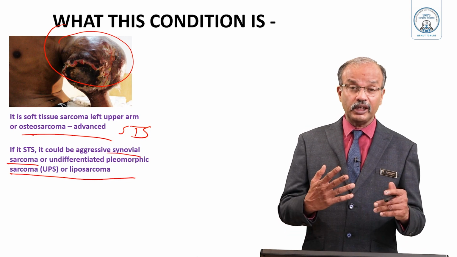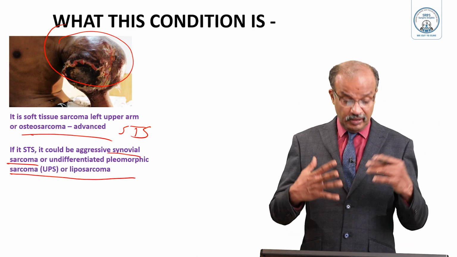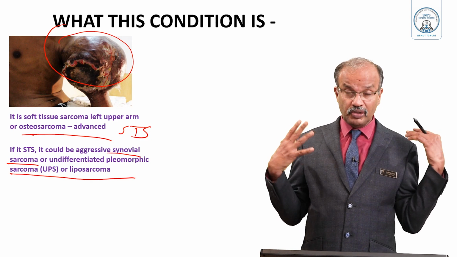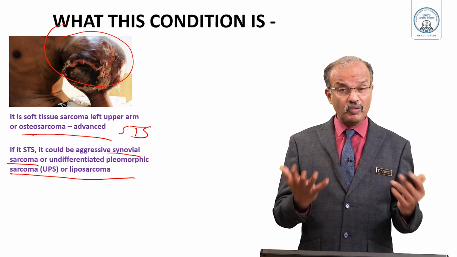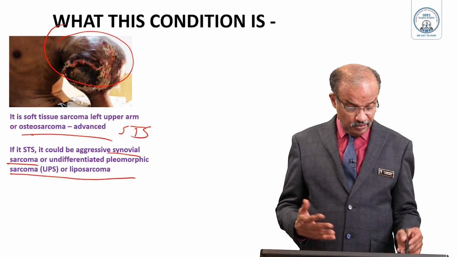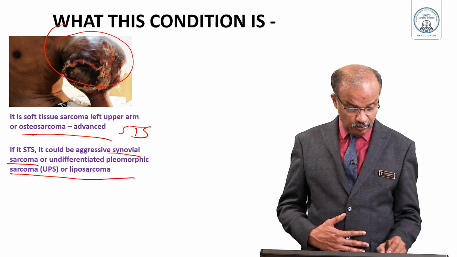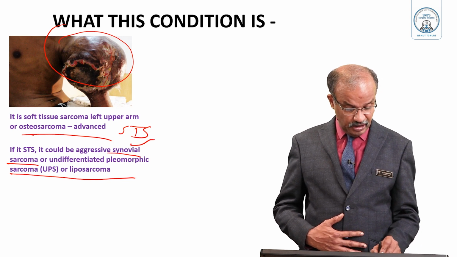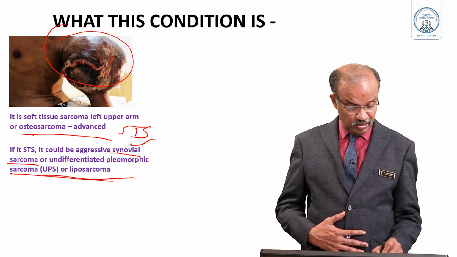Synovial sarcoma is very aggressive, common in this region. Undifferentiated pleomorphic sarcoma is also common. Liposarcoma is one of the commonest sarcomas. So one of these is quite possible. Synovial you have to keep in mind. UPS also you have to keep in mind.